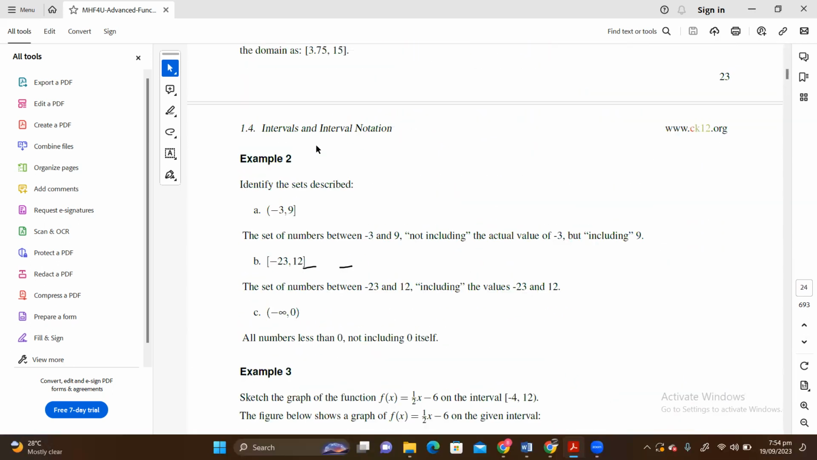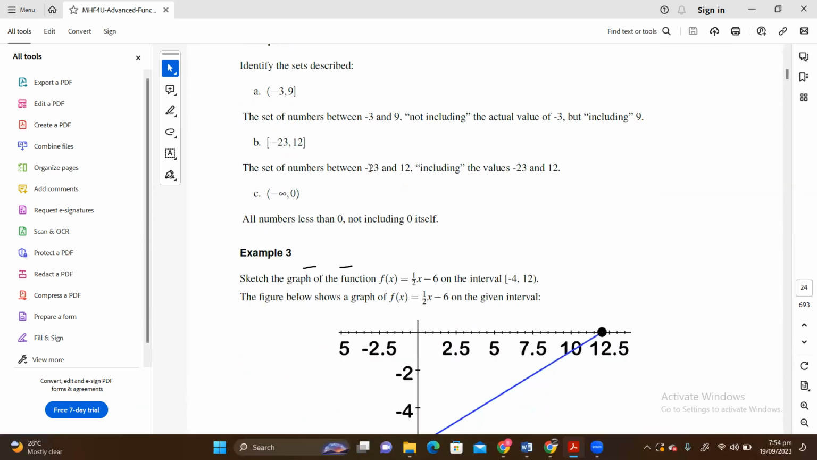Okay. Identify the sets described. In the first set, the numbers are between -3 and 9, not including the value of -3, because -3 has an open circle. Okay, tell me about this B. In both, -23 and 12 are included. Okay, and in the C? In the C, 0 is not included and it's going towards negative infinity. Yes.